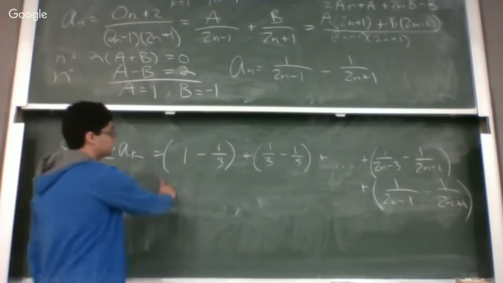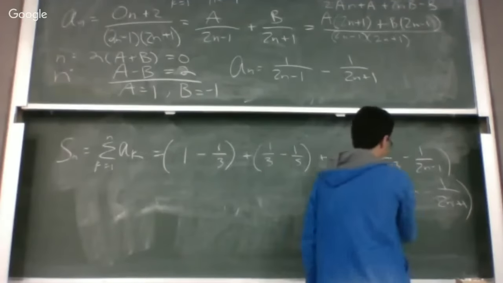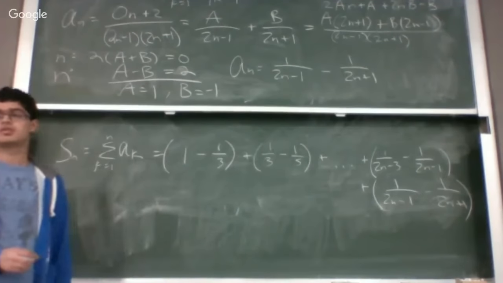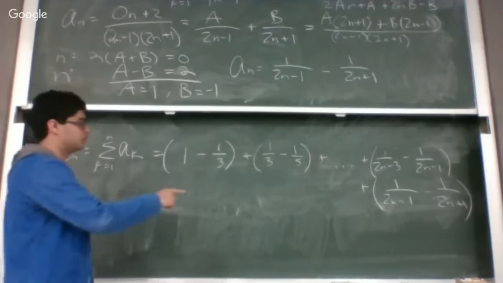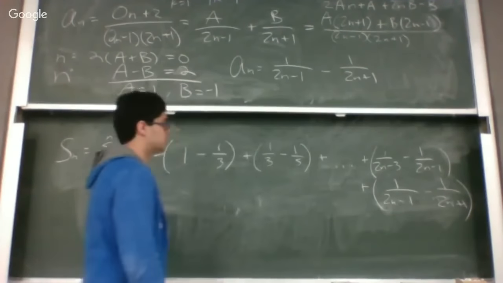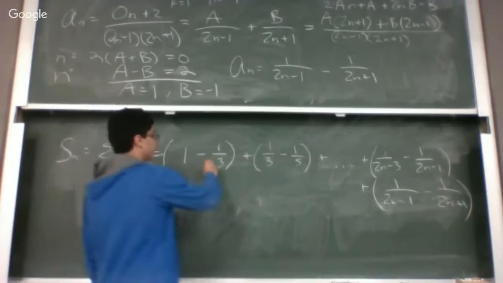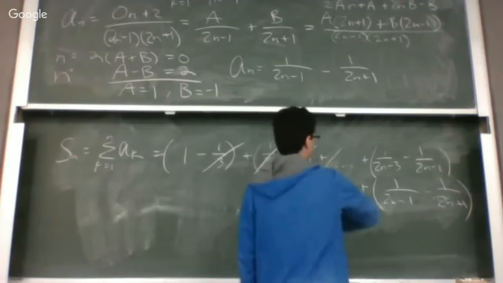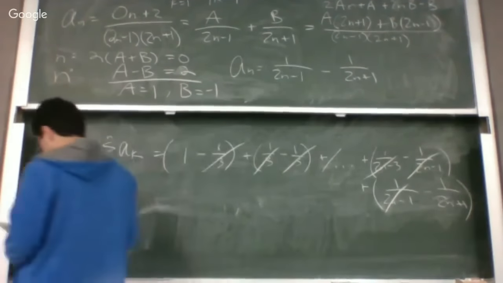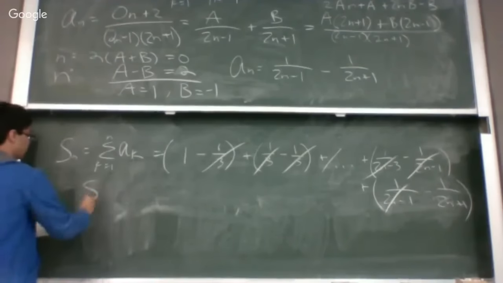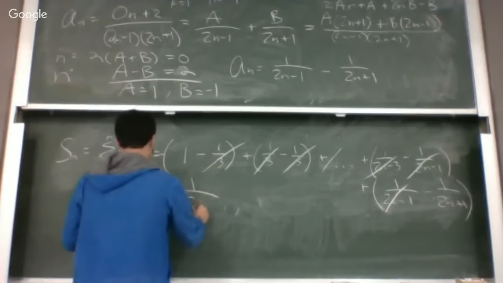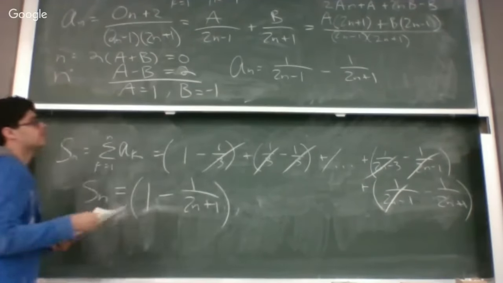So I think just putting these and then the very last two should be good enough. Okay? So just putting the last two and the first 4 or something should be good enough. But you do need to show that the 1/3 crosses out, that the 1/5 will cross out, and all of these cross out. So at the very end, you have S sub n equal to 1 minus 1 over 2n plus 1.